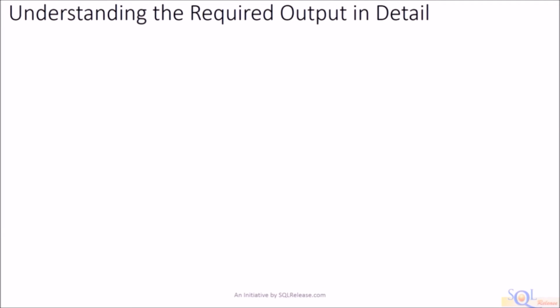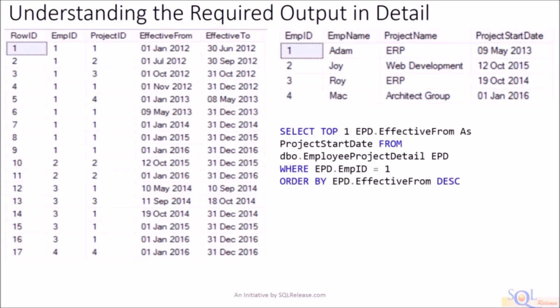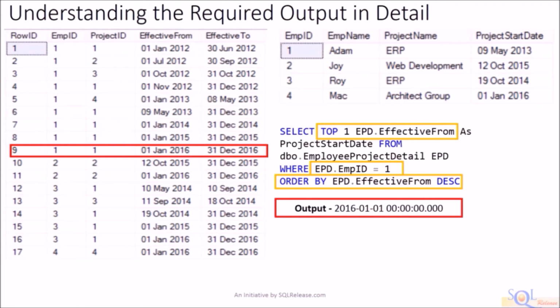This is the employee project detail table and this is the required output. Now, if we write a subquery to extract the effective from date like this, which uses an order by clause in descending order on the effective date column to extract the top one effective date for the employee ID 1, we will get the project start date like this. However, this project start date is incorrect.